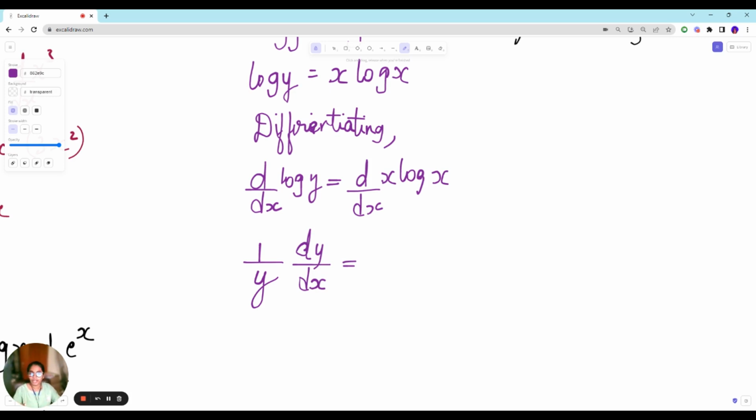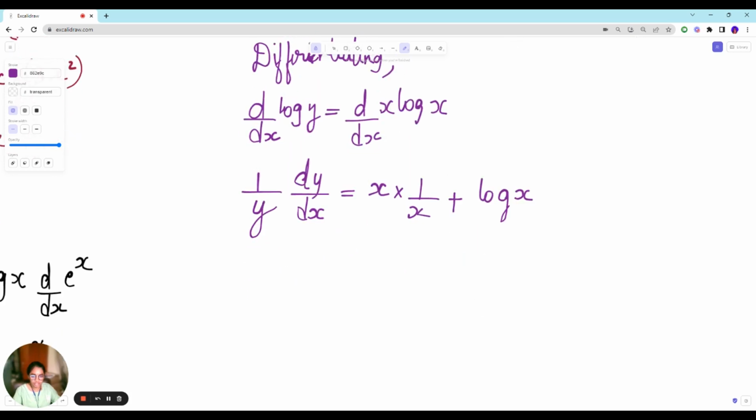This is equal to, here we have x into log x. Clearly I would have to apply product rule. What is product rule? Keep one function as it is, differentiate another function, you'll get 1 by x, plus write log x as it is, differentiation of x, which is 1. So x gets cancelled. So what is our answer? It is dy by dx is equal to y into 1 plus log x.